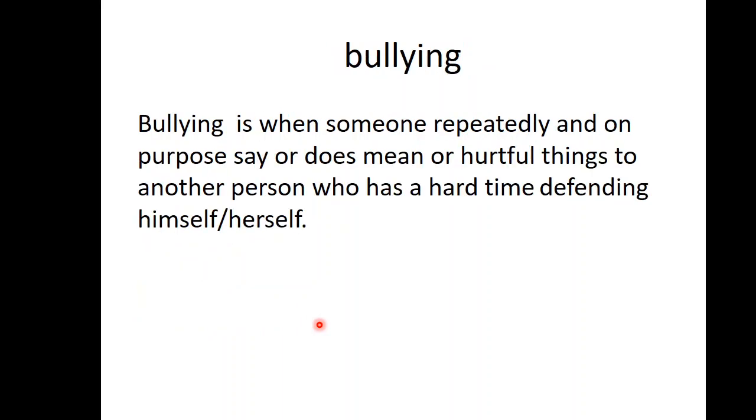Now let's get into our topic for today. What is bullying? Bullying is when someone repeatedly and on purpose says or does mean or hurtful things to another person who has a hard time defending himself or herself. Okay? So bullying is when somebody repeatedly does or says something mean or hurtful, and that person does that on purpose, in order to hurt a certain person who cannot defend him or herself.